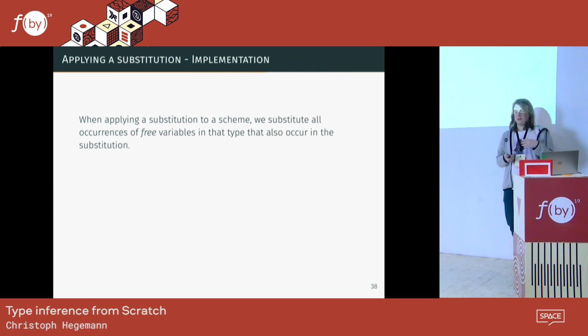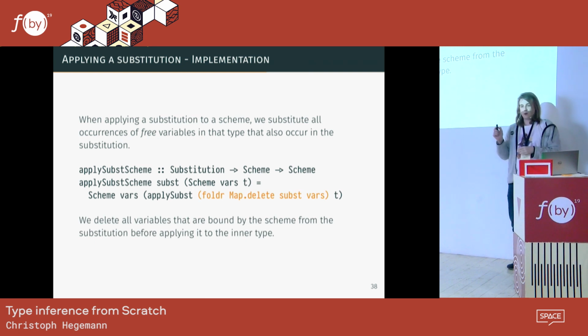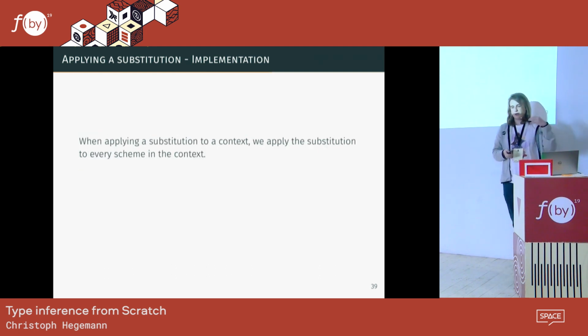When we apply a substitution to a scheme, we need to make sure that we guard all the variables that are quantified over. So what we do when we apply a substitution to a scheme is that first we delete all the variables that are being bound in the quantifier list from the substitution, and then we apply the substitution to the type inside. And when we apply a substitution to a context, remember a context is a mapping from variables to schemes.